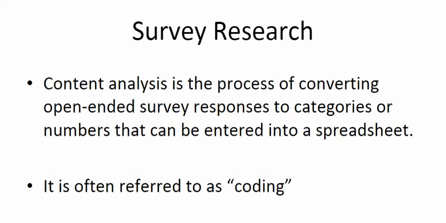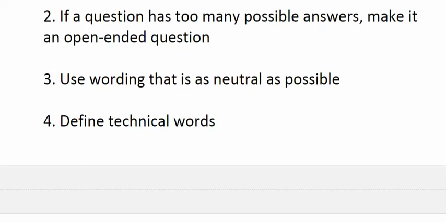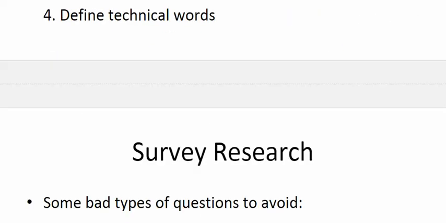So imagine you're a psychologist and you're giving out a survey to the general public and you're asking a question like, do you think internal or external validity is more important in a research study? You're going to want to define those two terms so that the public knows what they're being asked. So those are my 4 guidelines for writing good survey questions.